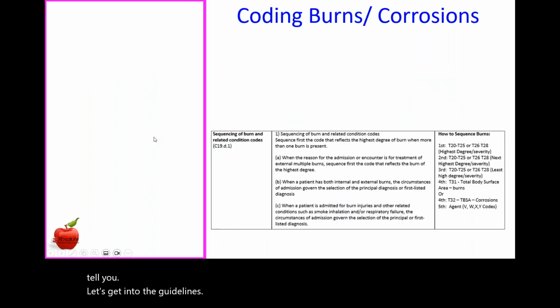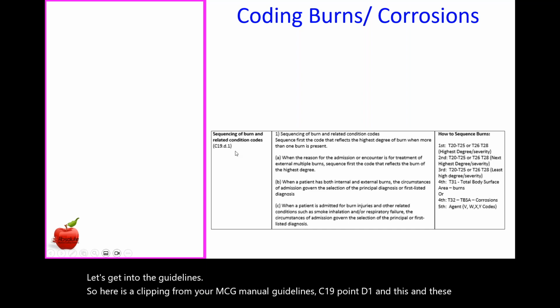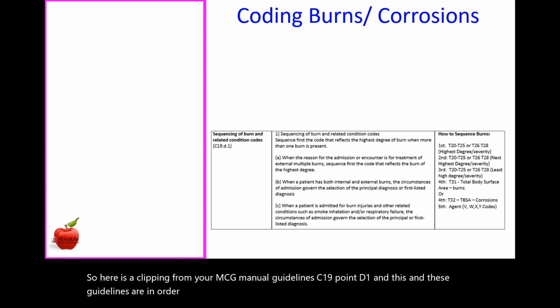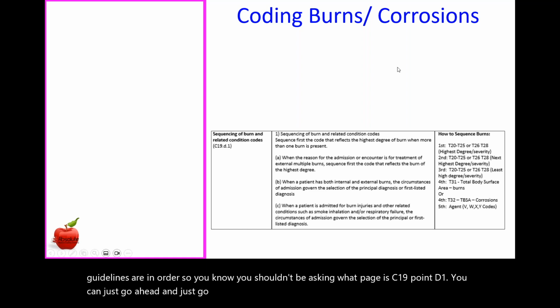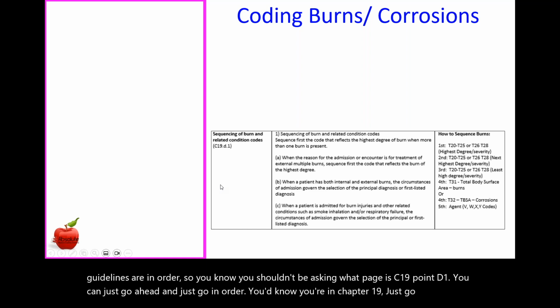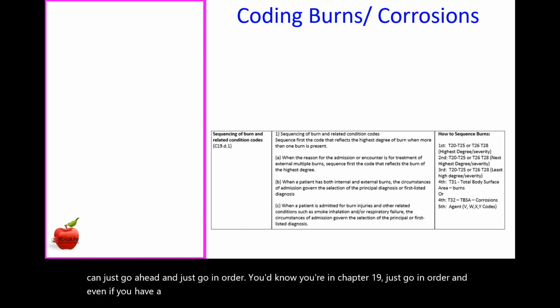All right, so here is a clipping from your MCG manual, guideline C19.D1, and these guidelines are in order. So you shouldn't be asking what page C19.D1 is. You can just go in order. You know you're in chapter 19, just go in order. Even if you have an old MCG, you should still be able to find the guideline that way.